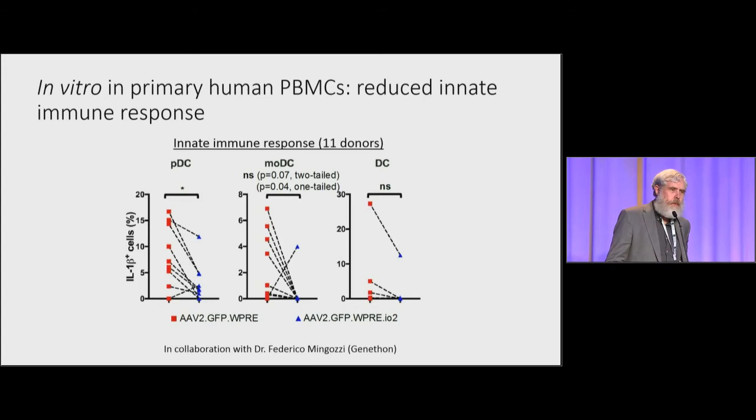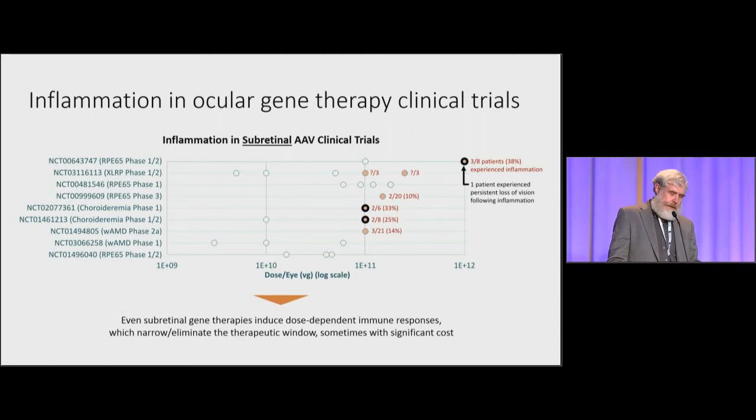Similarly, we can do in vitro studies on human PBMCs, and again, we can see the reduced innate immune response here. This is based on 11 donors, and it's statistically significant using the same immunity oligonucleotides. Now this is again back to reality check on clinical trials.